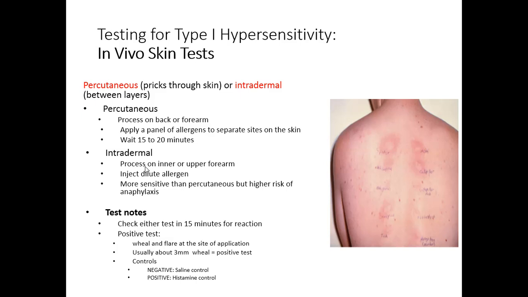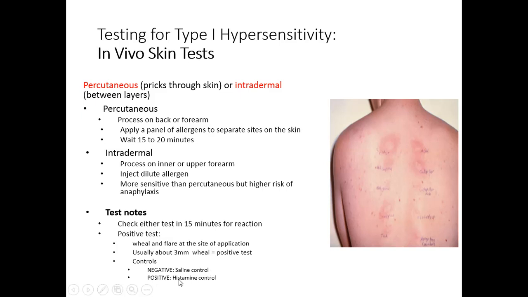As I said, in both cases, after 15, 20 minutes, you look for the wheal and flare at the site of injection. A 3 millimeter wheal is considered a positive test. You have to remember, like anything in the lab, that we have to do a positive and a negative control. So for the negative control, we're going to inject something that isn't going to cause a hypersensitivity reaction. And we use saline, just isotonic saline. It's not going to cause any reaction because we all have salt water in our blood.